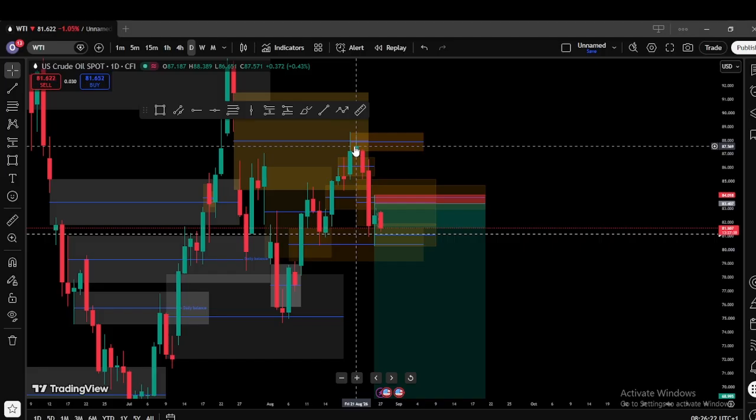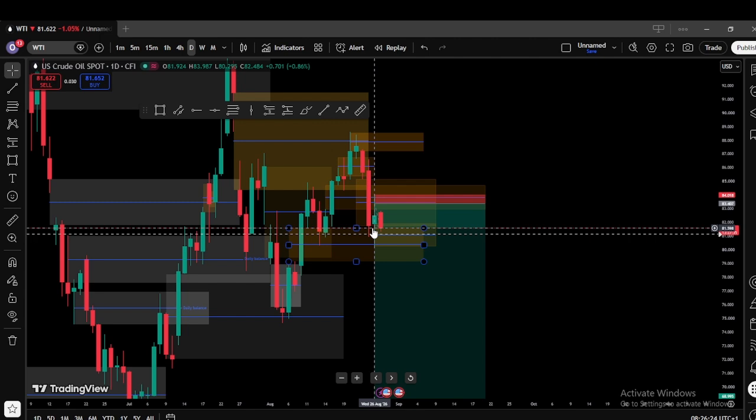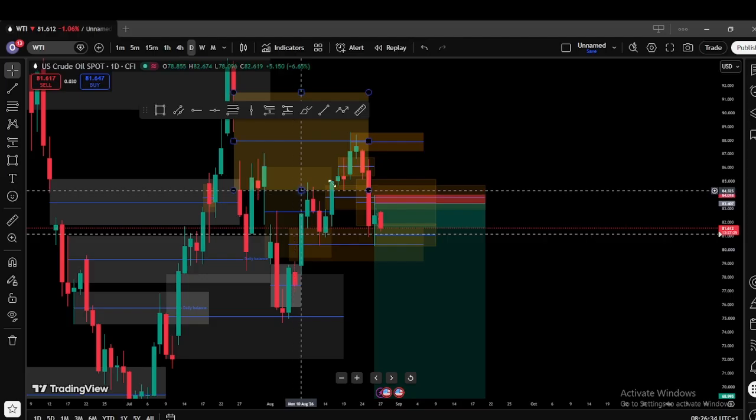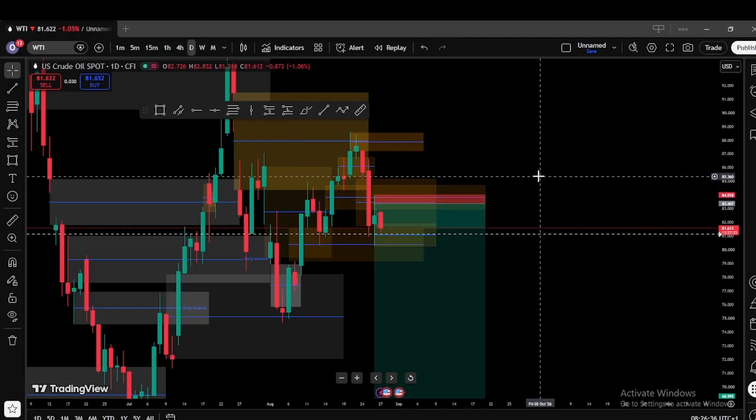So right now what I'm doing is just looking at the market, and I'm looking at the sell side, looking at how balance and imbalances are formed within these particular price ranges. So that's it. That's that.